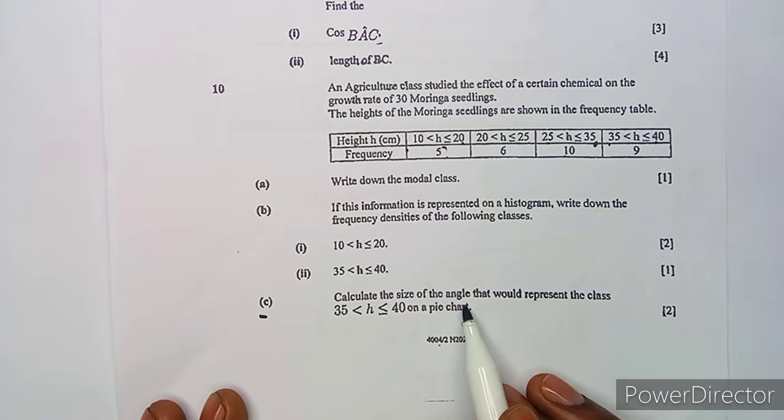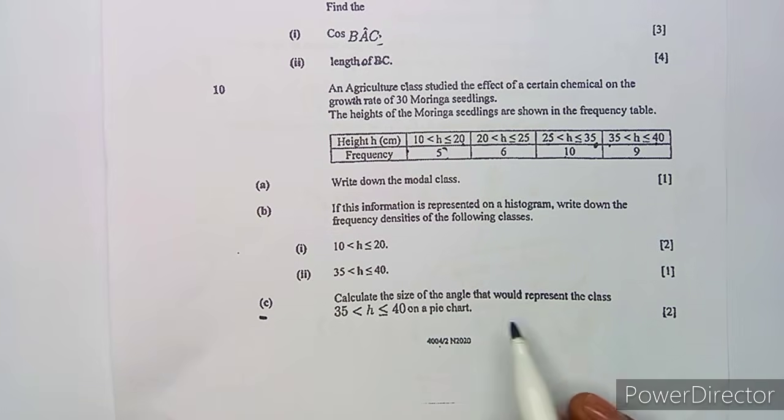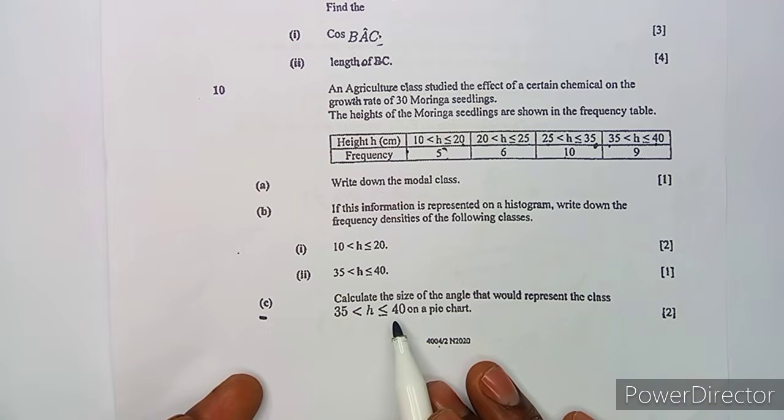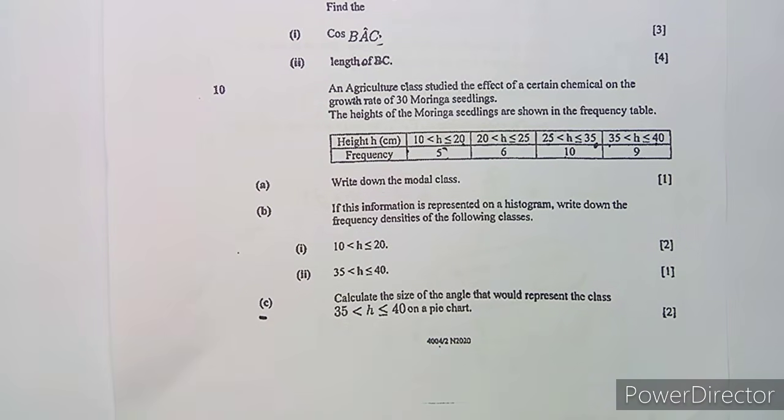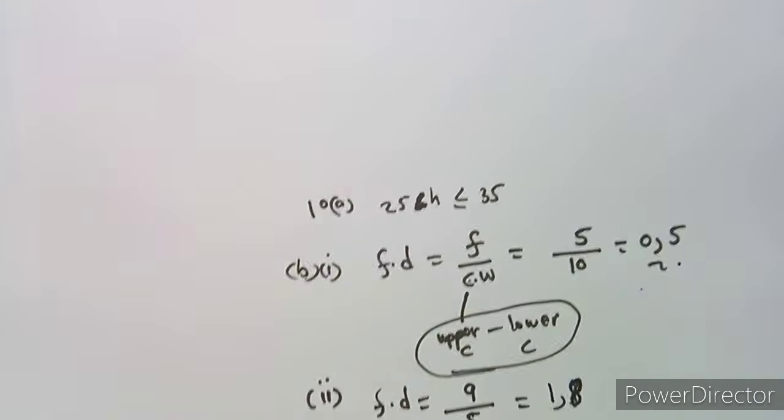Calculate the size of the angle that would represent the class on the pie chart. You are not told to draw a pie chart. You are just told to calculate an angle that could have been used if we had to draw a pie chart from this information, from 35 to 40. Remember, on a pie chart the angle is given by this. So this is item C.